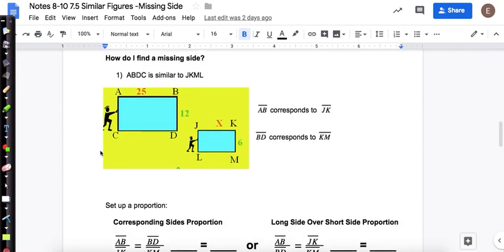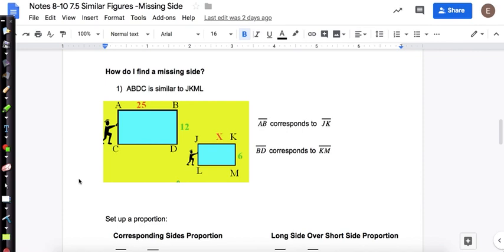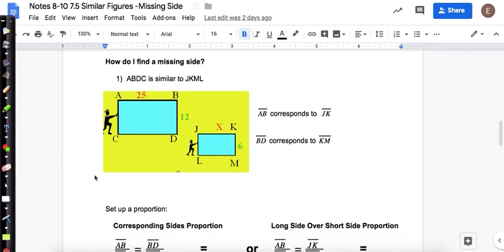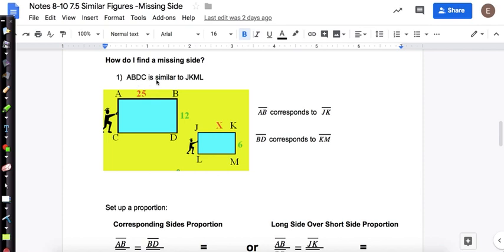Okay, so let's look at how we find a missing side. Previously, we were proving if they're similar by using cross products. Now we're also going to use a proportion to find the missing side. So it says ABDC is similar to JKML. Notice AB corresponds to JK, so that's the top of the big rectangle and the top of the smaller rectangle. And BD, the side of the big rectangle, corresponds to KM, the side of the small rectangle.